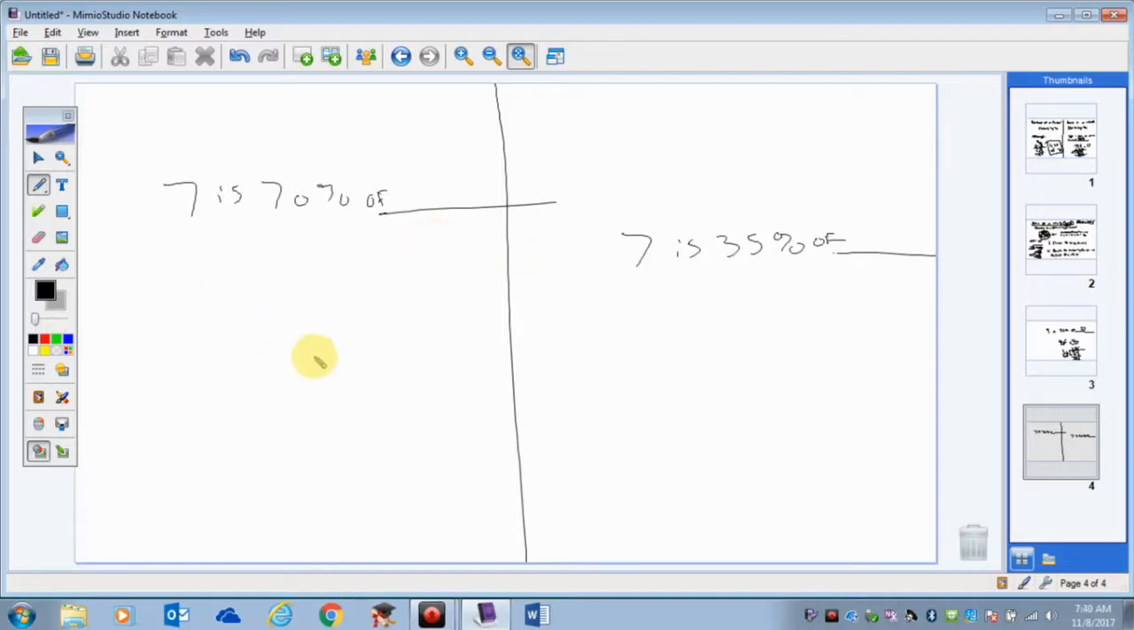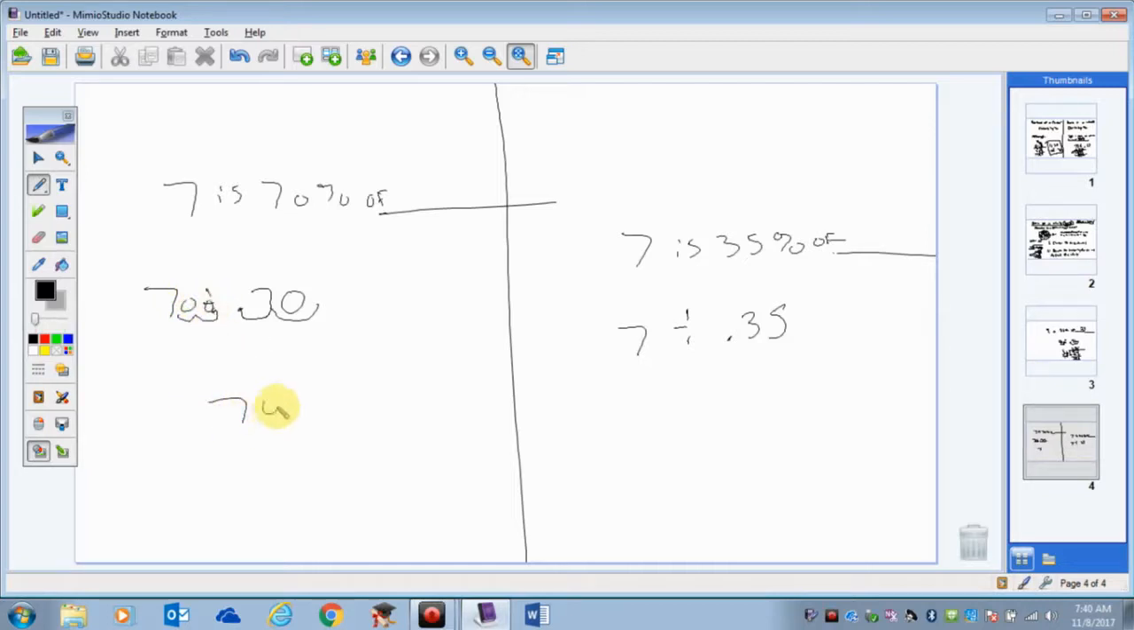Alright, you should have worked these out by now. So first thing we do is how we set them up. We got to change this to a decimal, and it's going to be 7 divided by 0.70, and then 7 divided by 0.35 on this one. We'll work this one out first. We have to move the decimal 2 places. Same thing here. So it becomes 700.